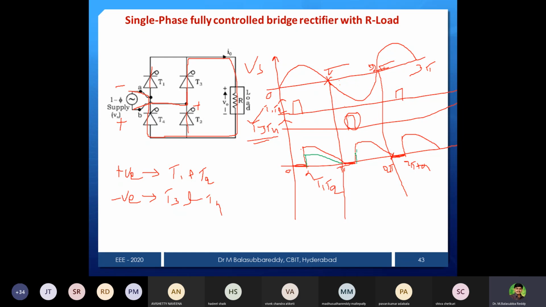Again, same instant, everything is the same. You can get the current waveform. So this is the fully controlled rectifier with R load. Now you can recall that the midpoint R load also has the same waveforms, but the only thing is the names of the conducting devices are different. Here T3, T4 will conduct, and here T1, T2 will conduct. So like that you get different devices conducting, but you can see the voltage waveform and current waveform are the same.